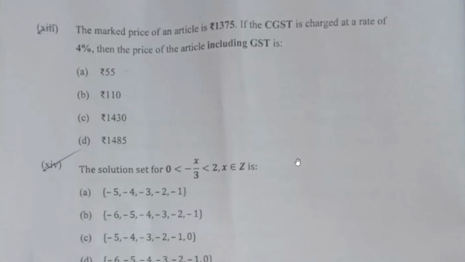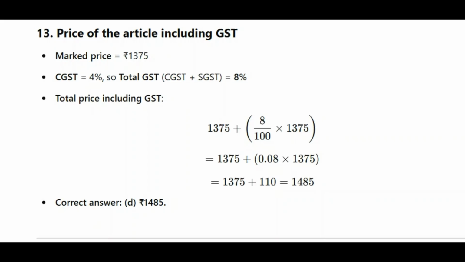Now come to the question number 13. The marked price of an article is rupees 1375. If the CGST is charged at the rate of 4%, then the price of the article including GST. CGST is given 4%. CGST plus SGST is your total GST. So price including GST is 8% of 1375. So answer is option D, rupees 1485.